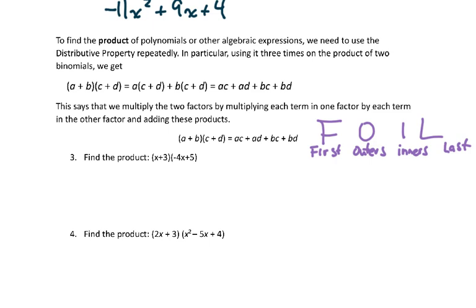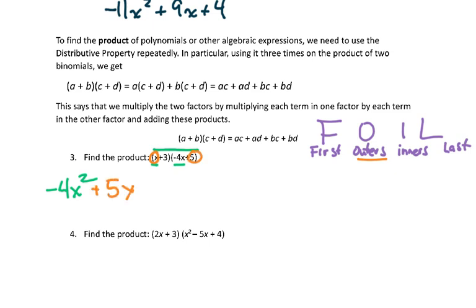So using the FOIL method, multiplying these two binomials right here, we're going to multiply the first terms in each, which will be the x and the minus 4x. That will give us minus 4x squared. Then we will multiply the outers. Those will be the terms on the outside, the x and the 5, so that'll give us a plus 5x.